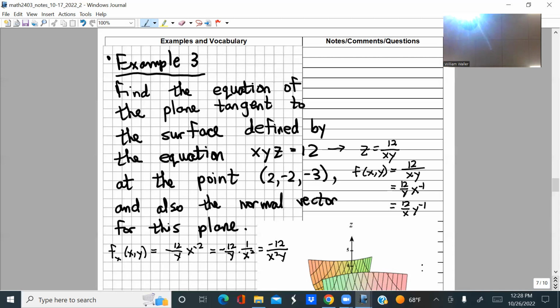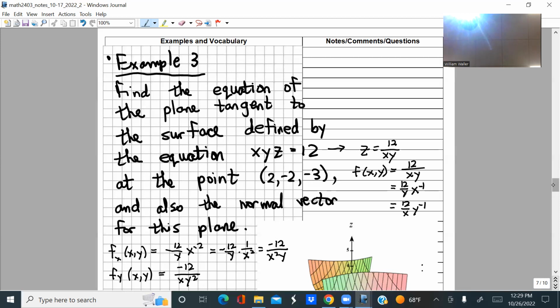So if I write the variables in alphabetical order, I would have minus 12 over x squared y, okay? And then you can easily see, just by symmetry, because these two formulas are very similar, except here you have x to the minus 1 and here you have y to the minus 1, that when you compute the partial derivative with respect to y, you're going to get almost this same formula. Instead of having x squared, though, you'll have y squared. So the partial derivative with respect to y turns out to be minus 12 over x y squared instead of minus 12 over x squared y, right?